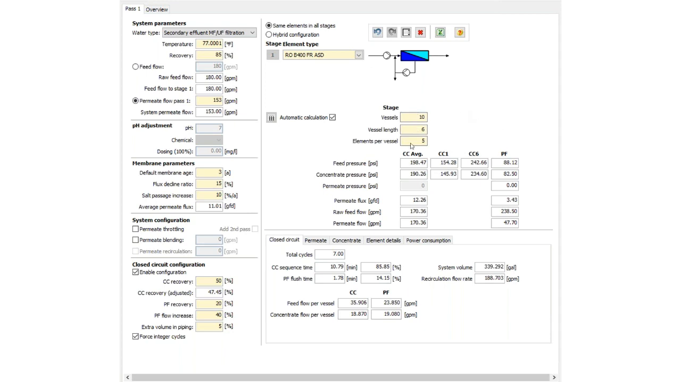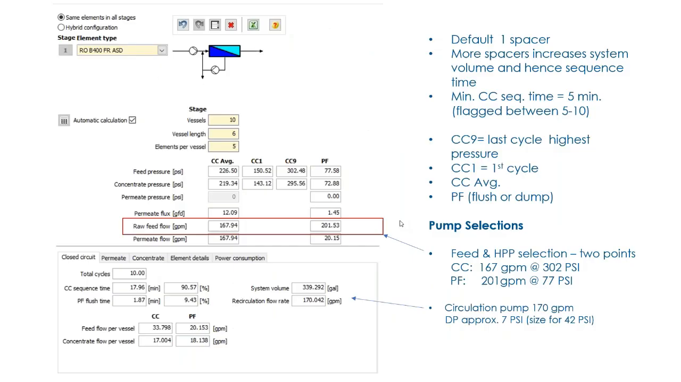Some of the other changes are up here. We've only got one stage, so you wouldn't see multiple inputs here. And then for the staged information, we have the first cycle and the last cycle, and then we just show the average here, and then the PF mode. So most of the time you can use the default inputs. You just enter the number of pressure vessels, and that would give you, of course, your flux rate.